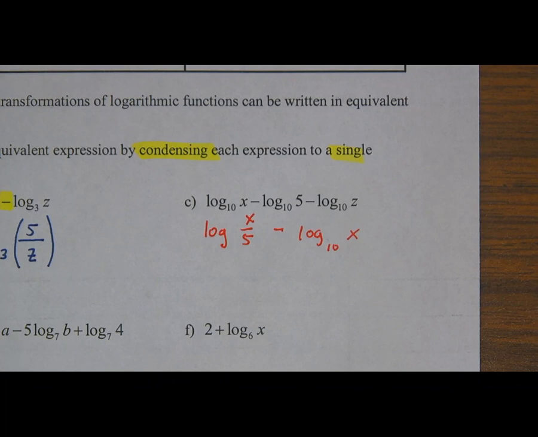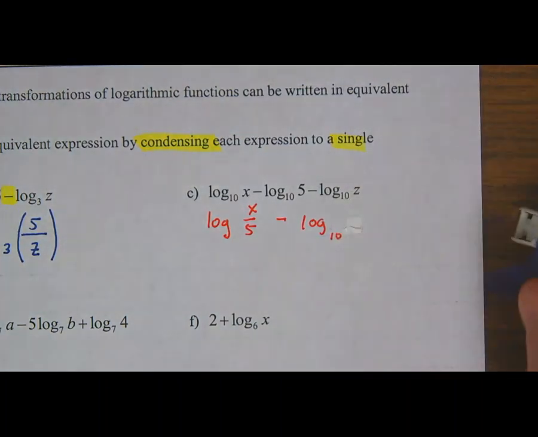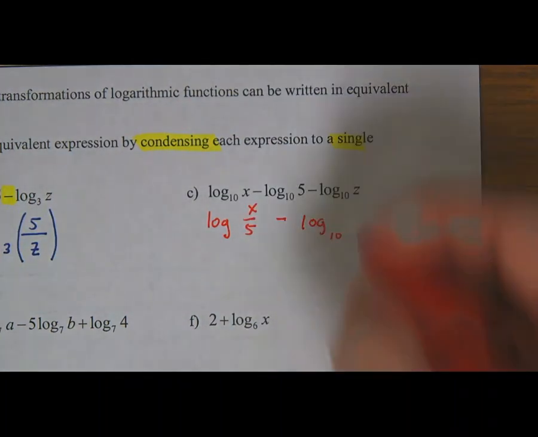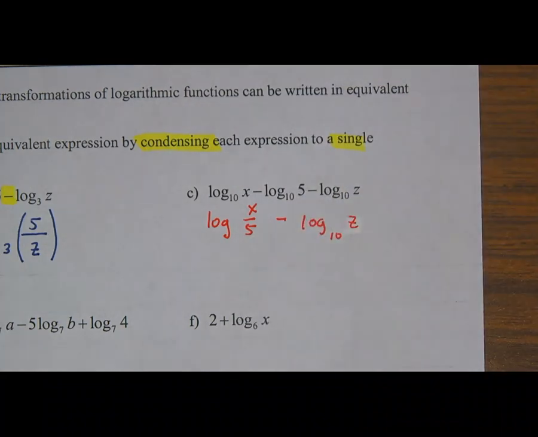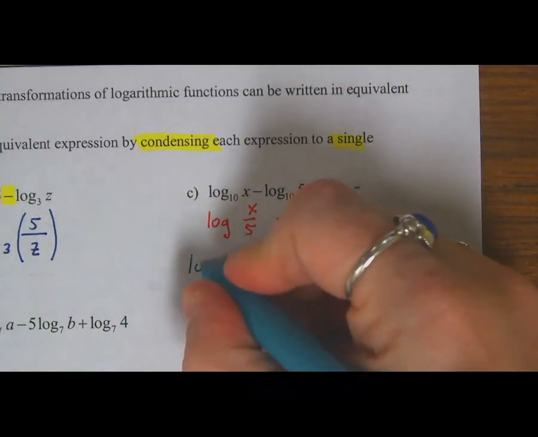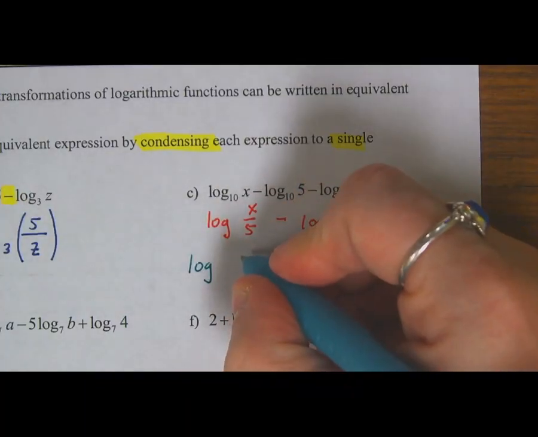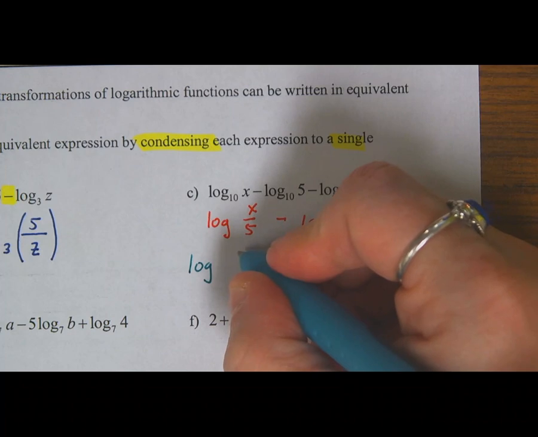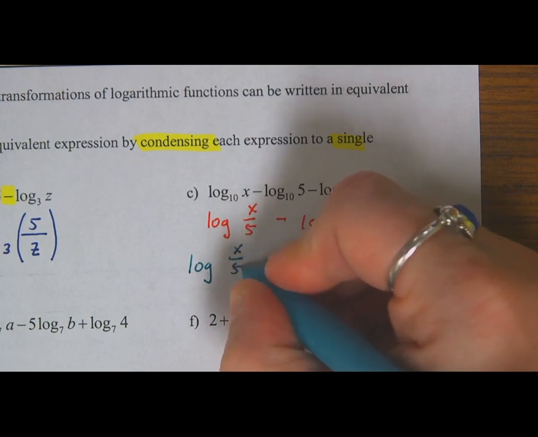We've got to keep going because it says to condense to a single logarithm. So my next step would be to see, okay, there's subtraction still hanging out there, so I'm going to have to now do x divided by 5. I'm going to have to divide that by, excuse me, that should be z at the end. That should be z. And when I write that, it's going to look kind of funky. That's going to be log base 10. Notice I'm not bothering to write that because base 10 is implied, of x over 5 over z.